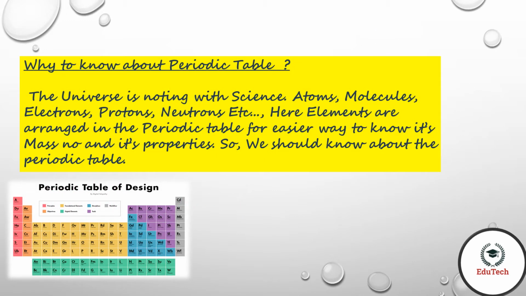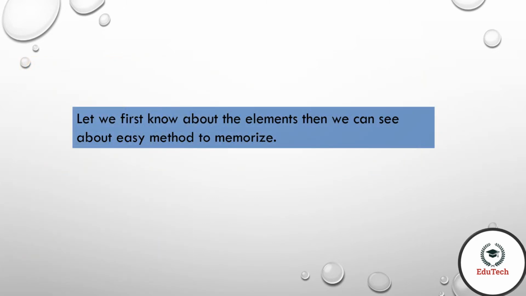Why know about the periodic table? The universe is nothing but science: atoms, molecules, electrons, protons, neutrons, etc. Here elements are arranged in the periodic table for an easier way to know their mass, number and properties. So we should know about the periodic table. Let us first know about the elements, then we can see the easy method to memorize.